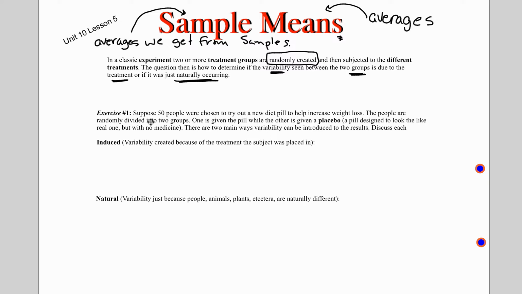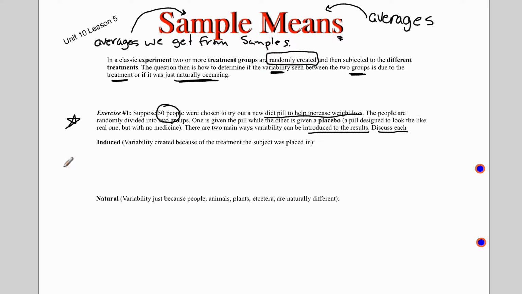So let's look at that a little further just with the words. Exercise number 1. Suppose we started with 50 people and we're going to try out a new diet pill that will help increase weight loss. The people are randomly divided into 2 groups. One is given the pill and the other is given a placebo, a pill designed to look like the real one, but it doesn't have any medicine in it. It usually just has some sugar in it. There are 2 main variabilities that can be introduced to the results, and we're going to discuss each.